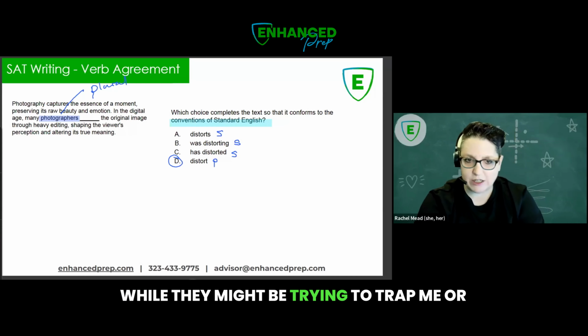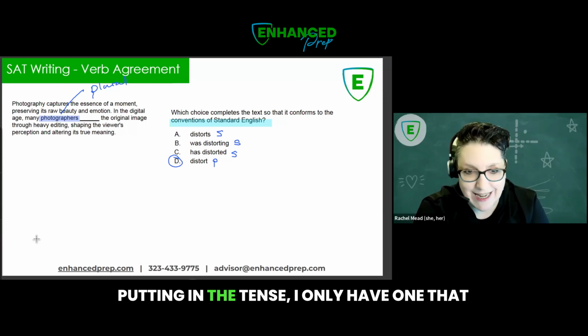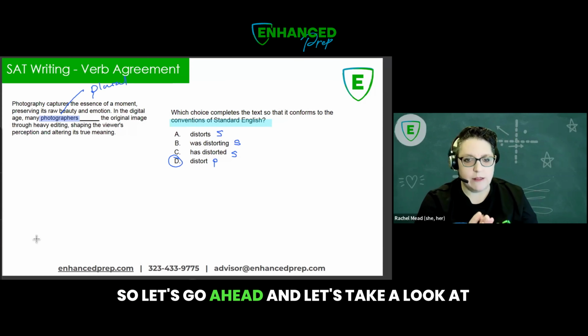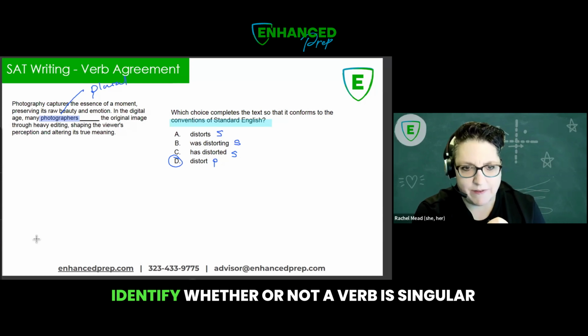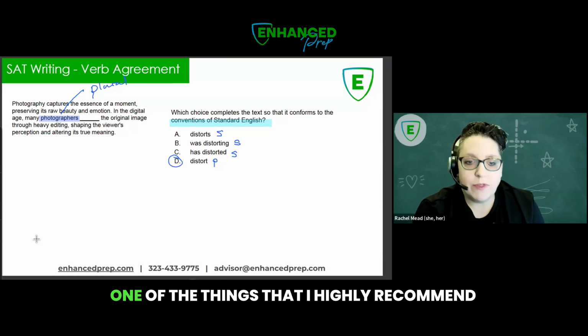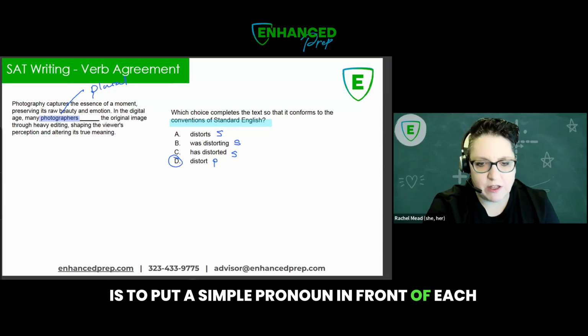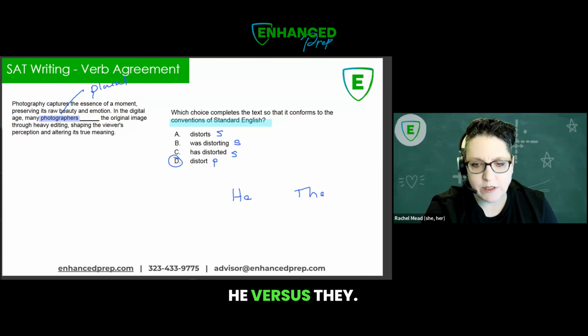While they might be trying to trap me or get me to do more work than I need to by putting in the tense, I only have one that is plural to align with my plural subject. So let's take a look at what we can do to help identify whether or not a verb is singular or plural. One of the things that I highly recommend is to put a simple pronoun in front of each verb. And what I mean by that is we can test with he versus they.